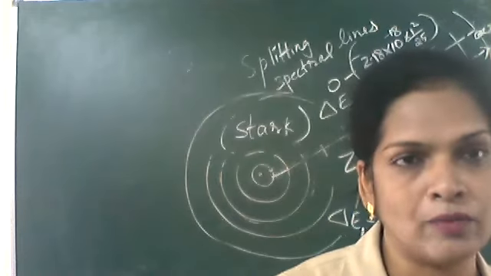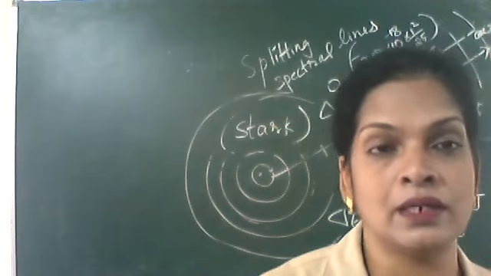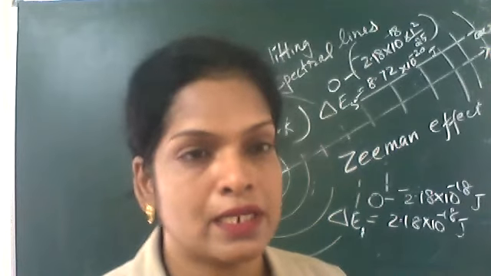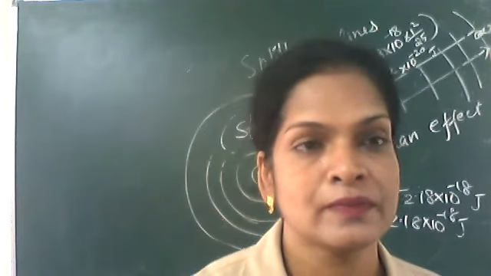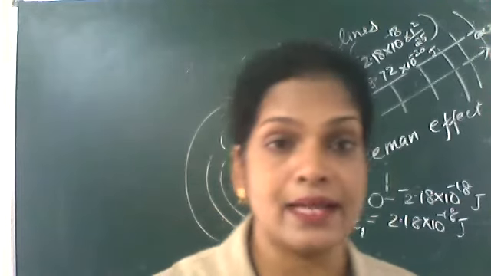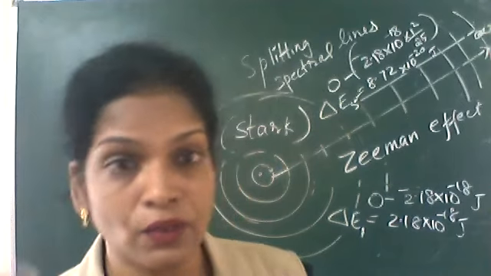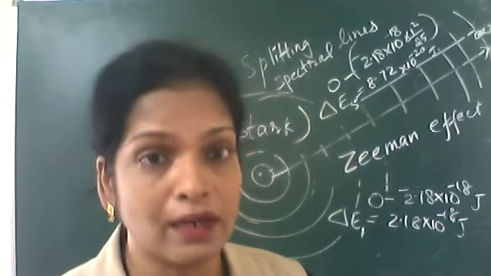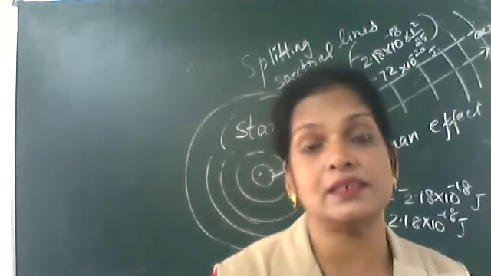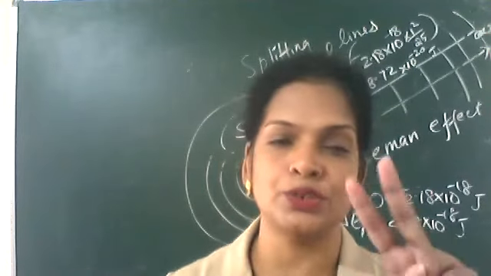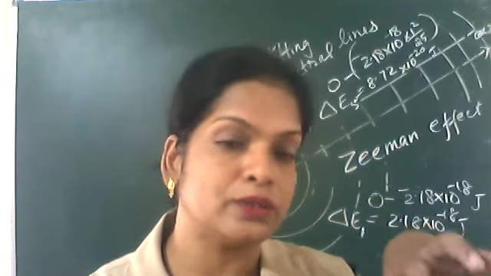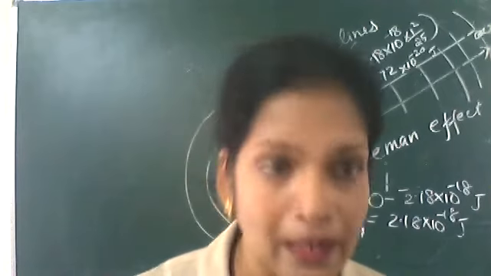Before reaching this quantum mechanical model, we have to learn two things. One is dual behavior of matter. What is dual behavior of matter? Matter can act as wave as well as particle. Dual behavior, wave nature, particle nature. And one more, Heisenberg's uncertainty principle. After learning these two, we will be touching the quantum mechanical model.